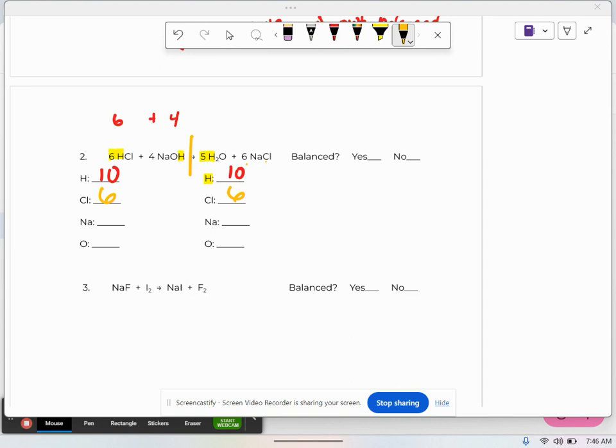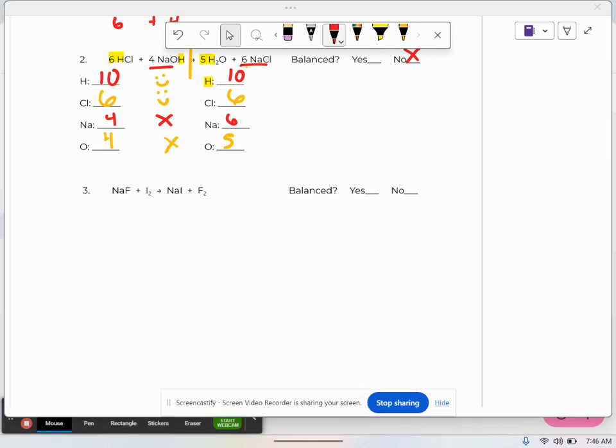We're doing good. Sodiums. I have 4 sodiums there, 6 there. All right, so that is not balanced. Right now, we know that that equation is not balanced. That is a no. You can technically stop, but I'll just keep going for practice. I have 4 oxygen there, and then I have 5 there. That is also not balanced. So these are good, okay, and those are not.